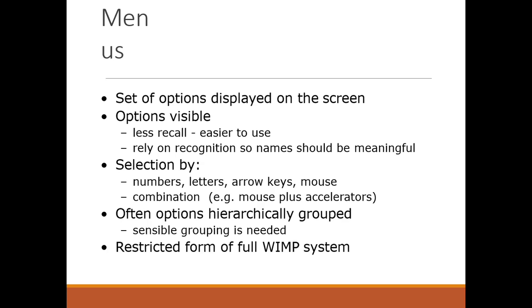It can be selected by numbers, letters, or arrows. Menus are a restrictive form of the full WIMP system. You find these menus on a vending machine also, when you travel by metro. If you use the vending machine, there are menus there. If you are accessing the ATM, menus are there. So menu is not a new term; it's very simple and very common.